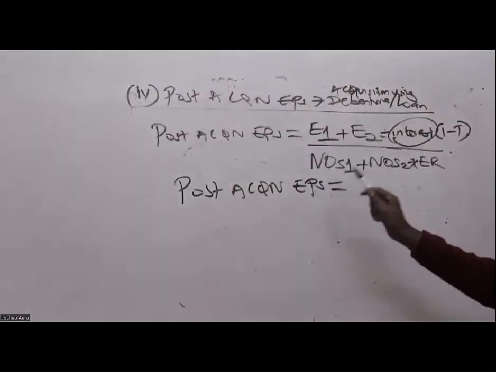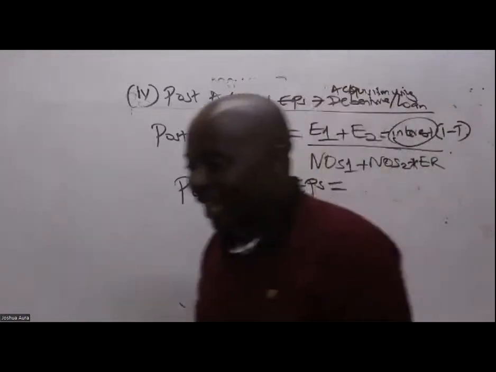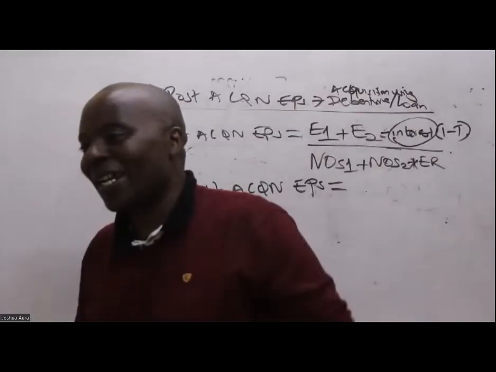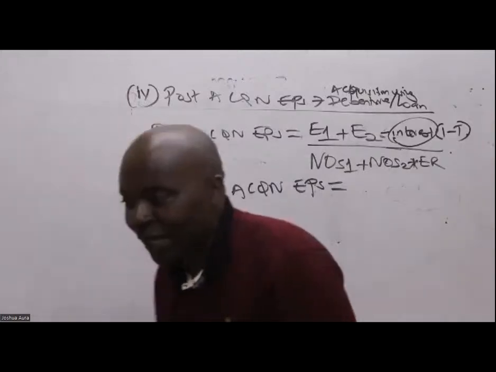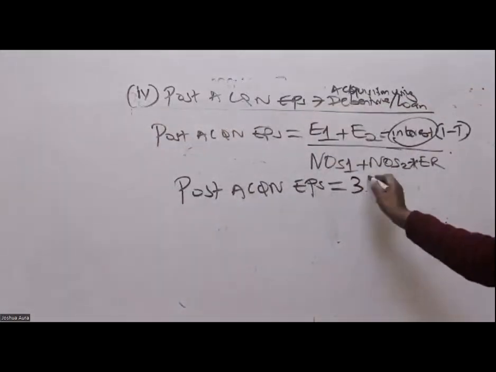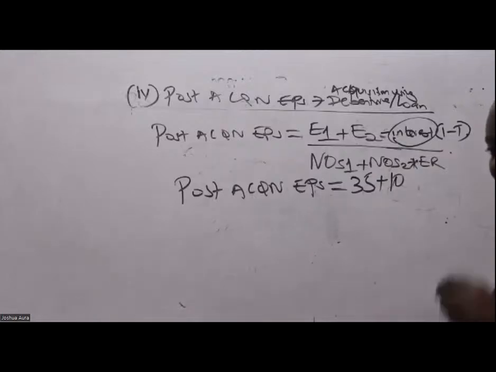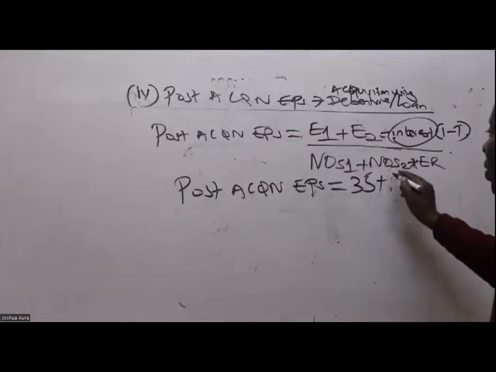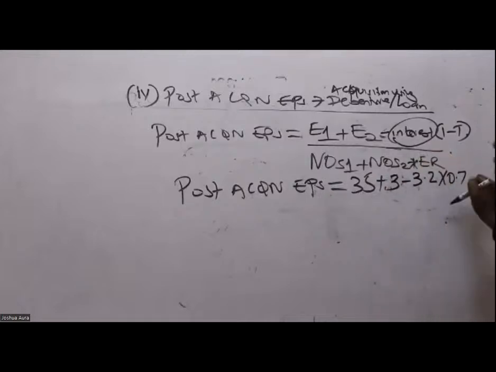So post-acquisition EPS, in this case here, is there somebody who is able to give me the earnings of company one? So earnings, remember, is net income of company one. That is 35. Plus earnings of company two, you had given me a figure of 10. Oh, it's 3. Interest, it's 3.2 times 0.7.